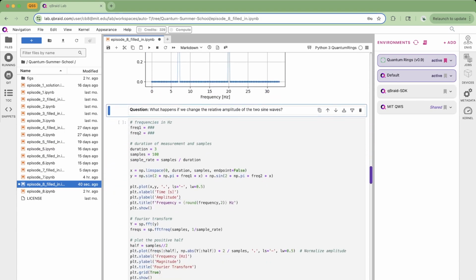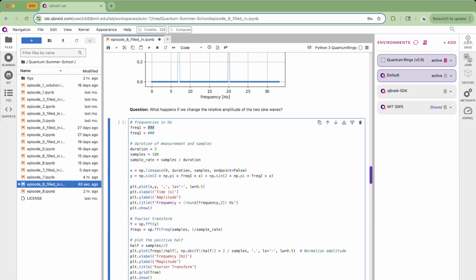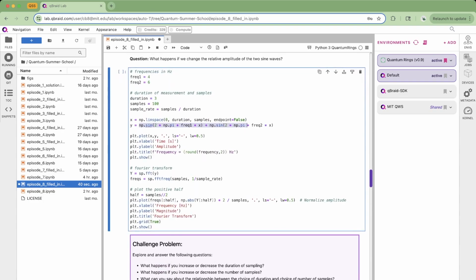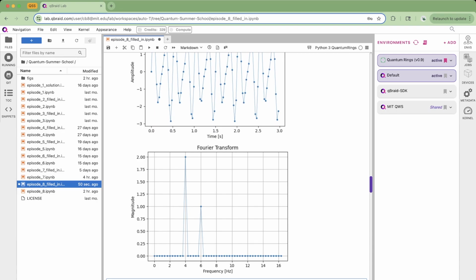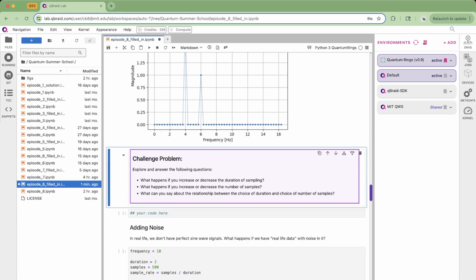We can also change the relative amplitude of the 2 sine waves. So maybe I want 4 and 6. And here are 2 sine waves, and I want to amplify the one at 4 hertz, make it twice as big. Then that component, that frequency signal in the Fourier transform is going to be stronger. So if you want to explore this further, here's a few questions you can think about. What happens if you increase or decrease the duration of sampling, increase or decrease the number of samples, and then what is the relationship between these two?